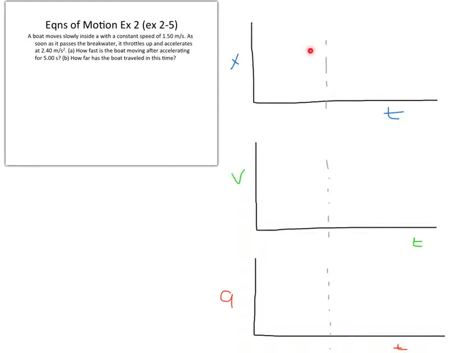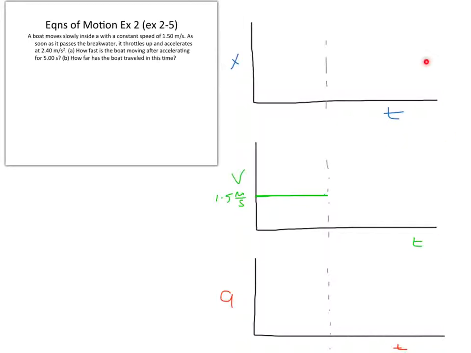Let's go to velocity versus time. How would we describe its velocity before it hits the breakwater? Well, it's got a velocity of 1.5 meters per second. Let's draw that. I'm going to call this 1.5 right there, 1.5 meters per second. And it's constant, because over time, as it's moving through the marina, it's not changing. Let's plot these graphs before the breakwater, and then we'll plot them all together after the breakwater as well.